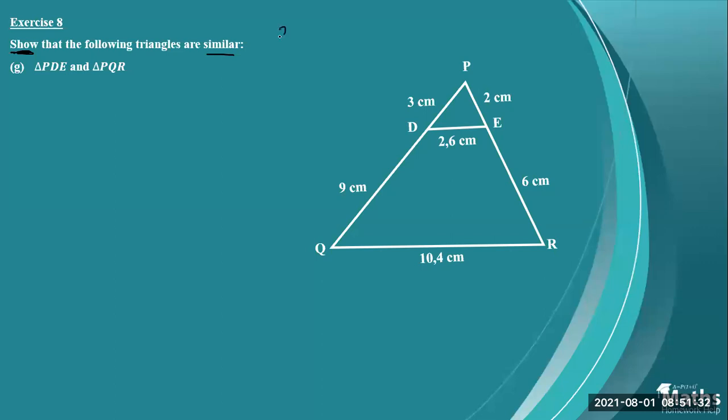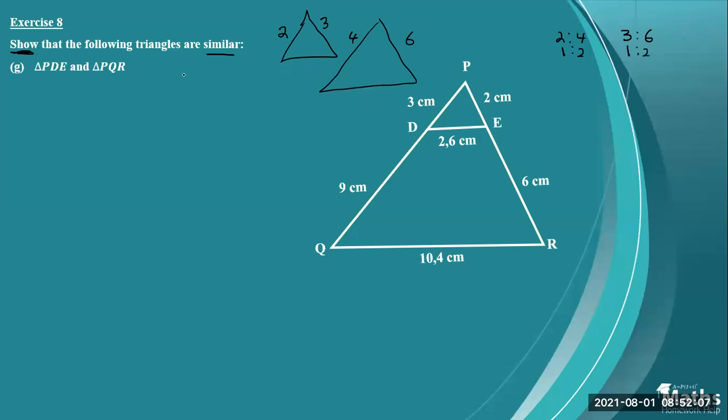For example, the one side will be 2 in the one triangle, and the other side, for example, will be 4. So it means if you simplify this, 2 and 4, the ratio will be 1 to 2. In the same way, for example, this one can be 3, and this one will be 6. So if you simplify the ratio, it will again be 1 to 2. So that's what it means.